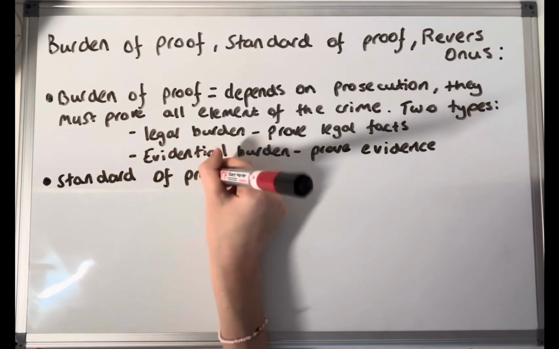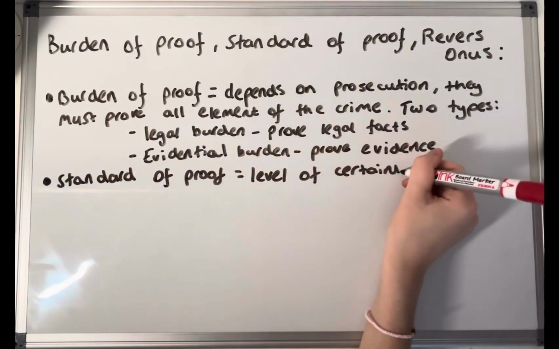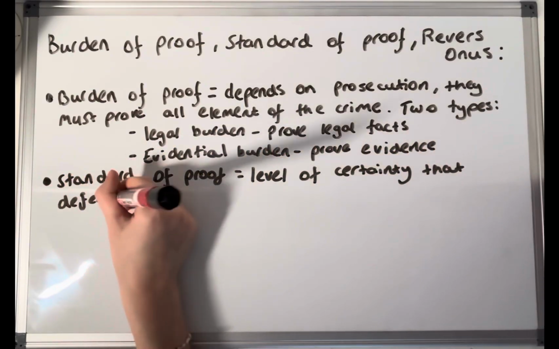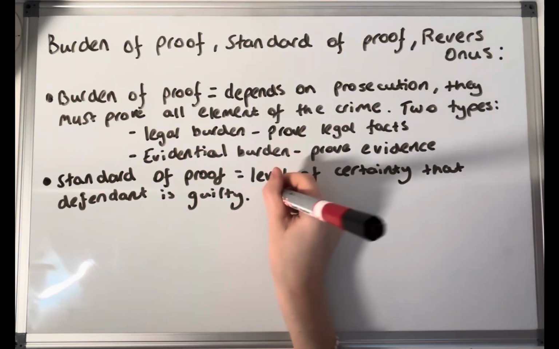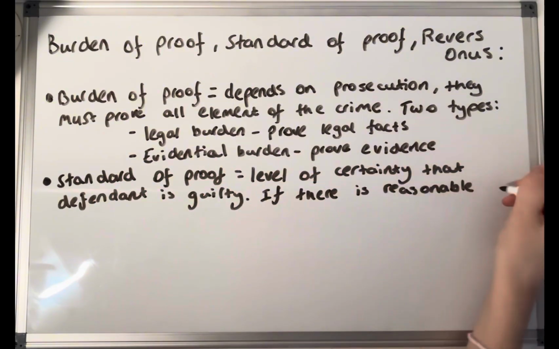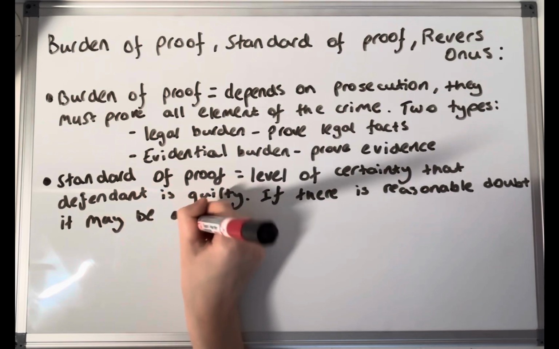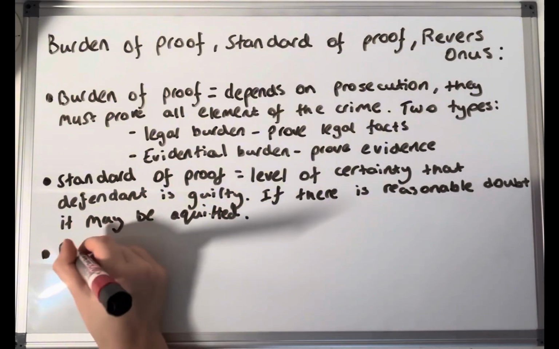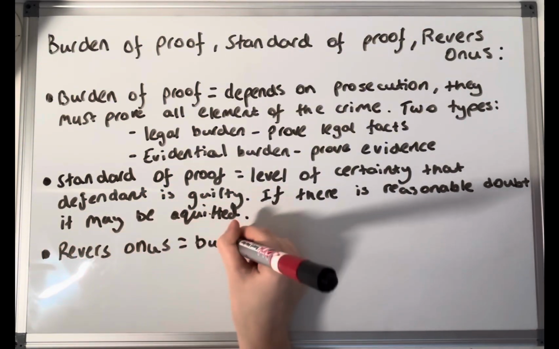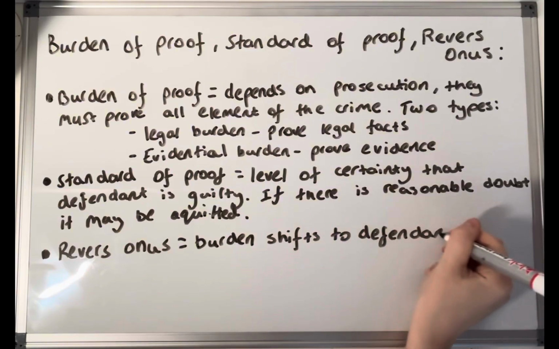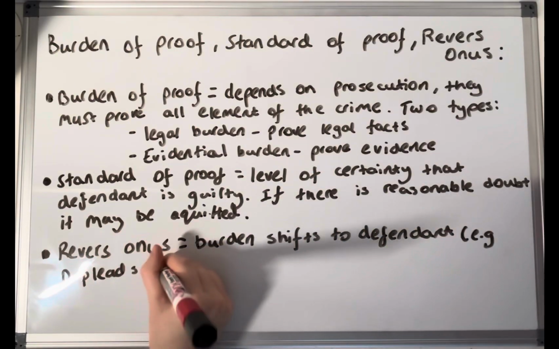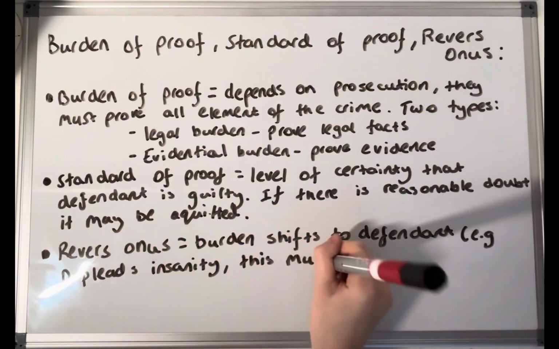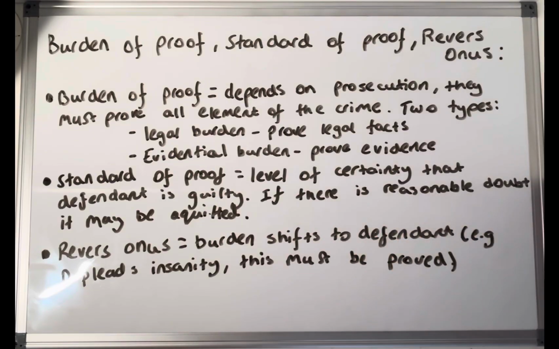Next, we have standard of proof. This is the level of certainty that the defendant is guilty. And if there is any reasonable doubt, then the defendant may be acquitted. Now, the reverse onus is when the burden of proof shifts to the defendant. For example, if they plead a defence like insanity, this must be proved by them.